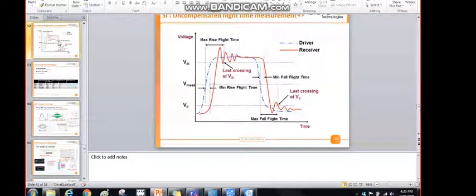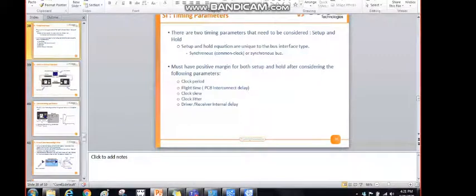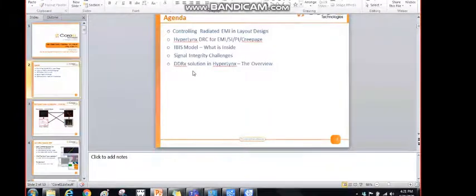There are many more conditions. There are many more slides left. So we are left with the topic called DDR solution in HyperLynx, and we are about to see timing analysis or timing challenges, which basically come with signal speed challenges.